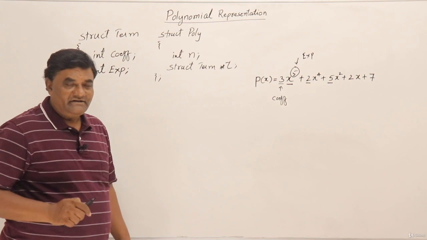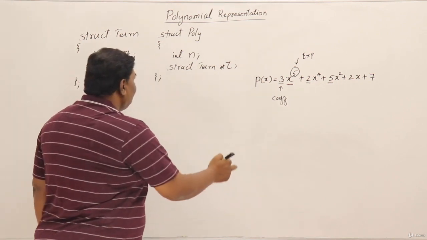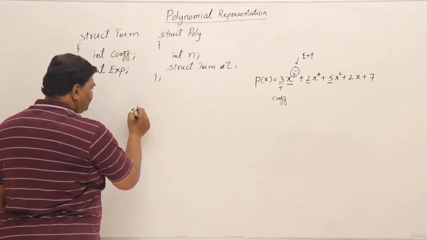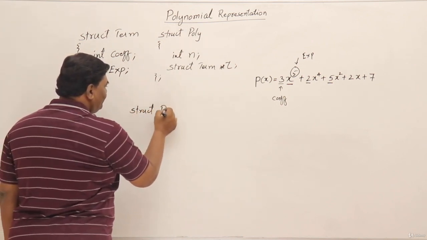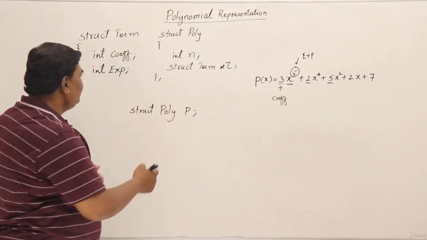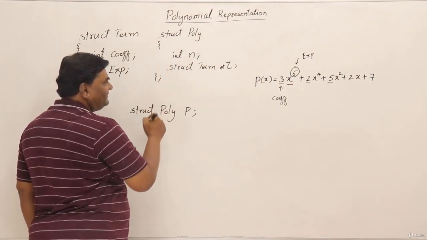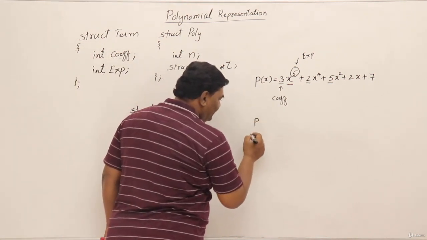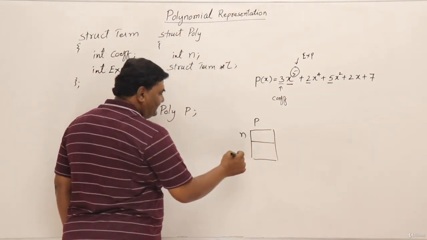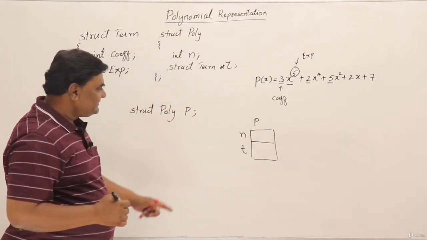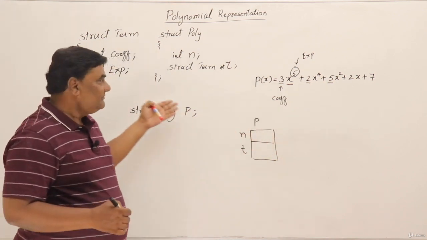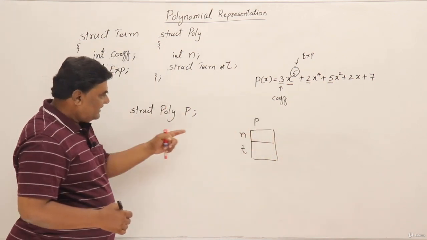So let us create. For creating this polynomial, I need a variable of type this structure, that is the poly structure. So let us say struct poly p. Now this p has two members, n and pointer t. This is for the number of non-zero elements and this is a pointer for the collection of terms, or array of terms. So I have this polynomial.